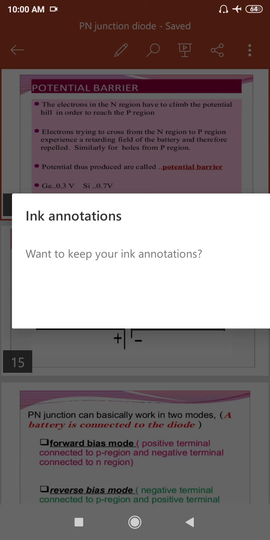Okay, good. So you are getting it. Now we go to the next slide.